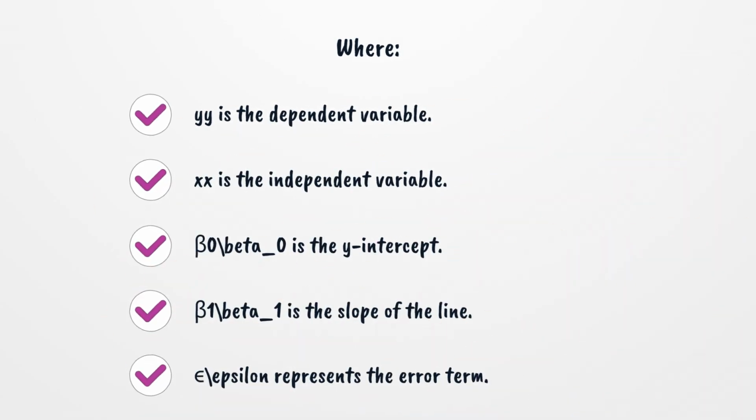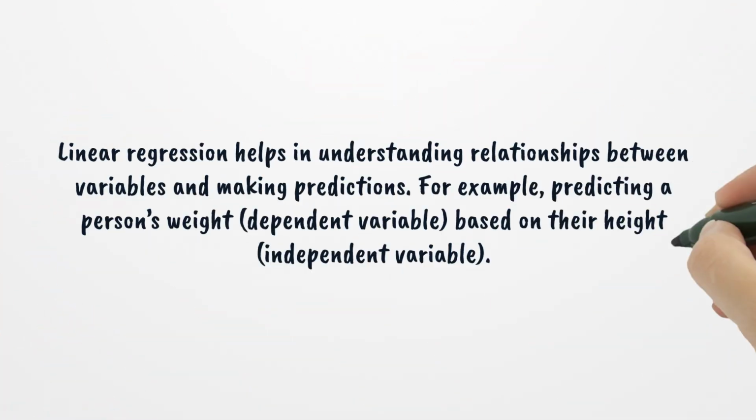Where y is the dependent variable, x is the independent variable, β0 is the y-intercept, β1 is the slope of the line, and ε represents the error term. Linear regression helps in understanding relationships between variables and making predictions. For example, predicting a person's weight, the dependent variable, based on their height, the independent variable.